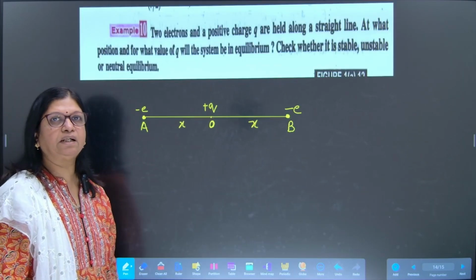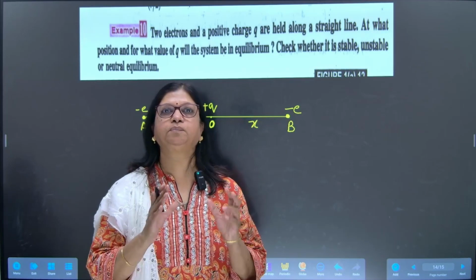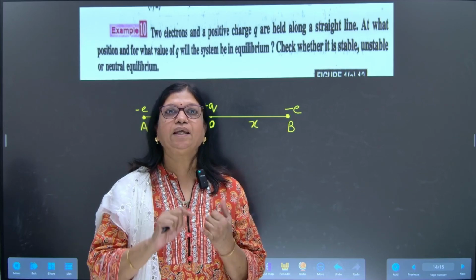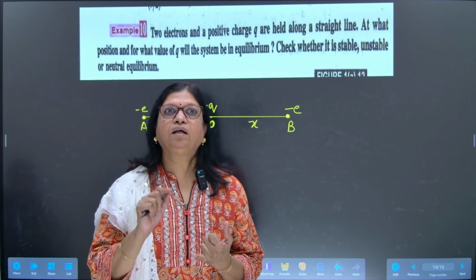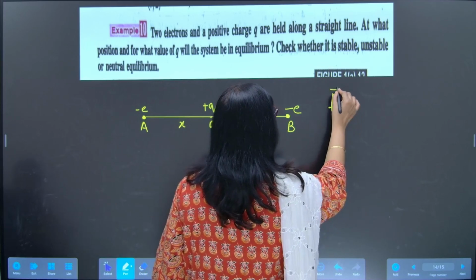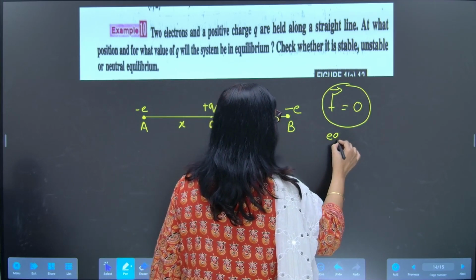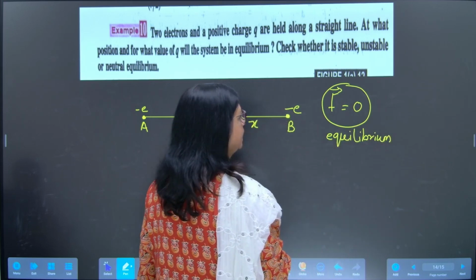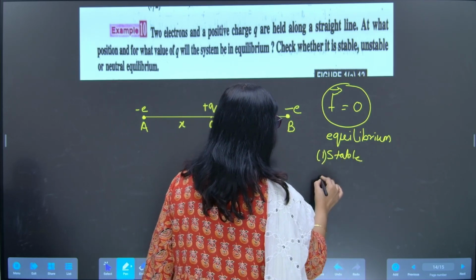Okay, so let us consider one numerical based on how force on a system of charges is in equilibrium. Whenever we talk about equilibrium of a system of charges, we automatically have to remember that the net force should be 0 on the system of charges. Only then is the system of charges said to be in equilibrium. Then there are two types of equilibrium. One is stable and the other one is unstable.